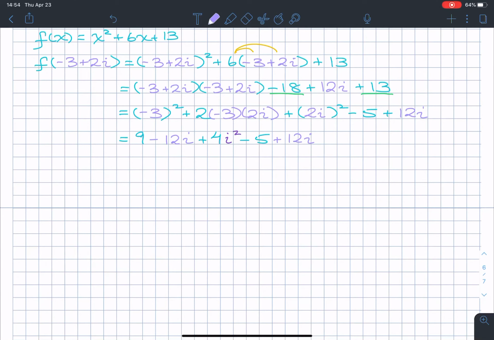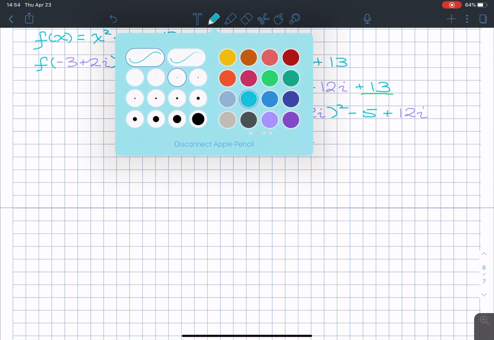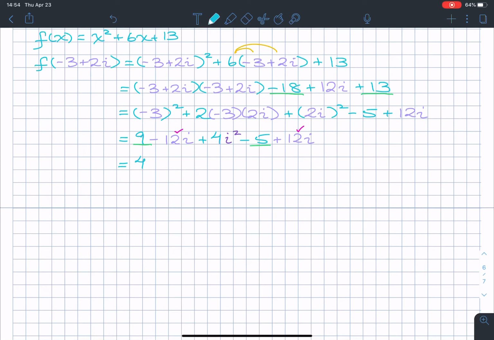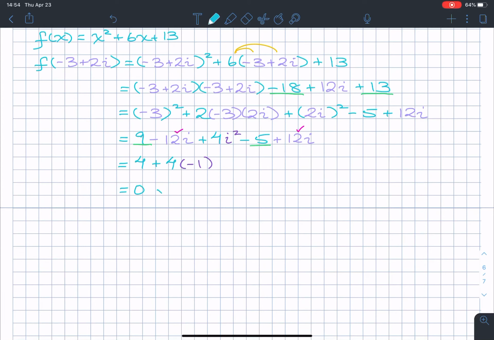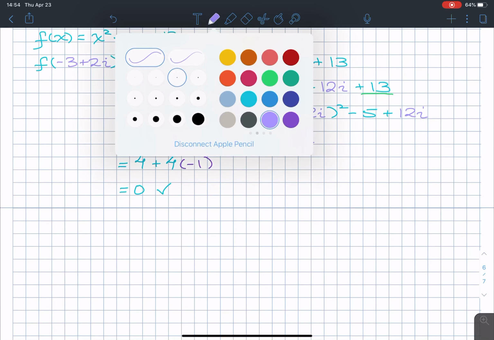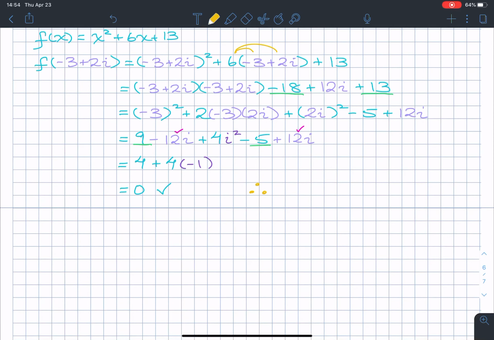So notice at this point negative 12i and positive 12i sum to 0. And then I have 9 minus 5, which is 4. So I have 4 plus 4 times i squared. Well, i squared is negative 1. So I get 0, check mark. So therefore, x equals negative 3 plus 2i is a root, because when I plug it in, I get 0.